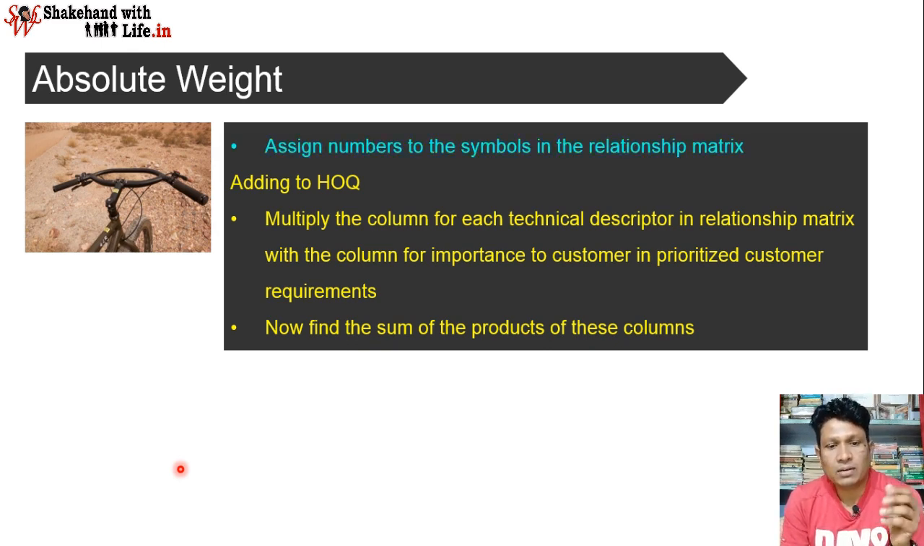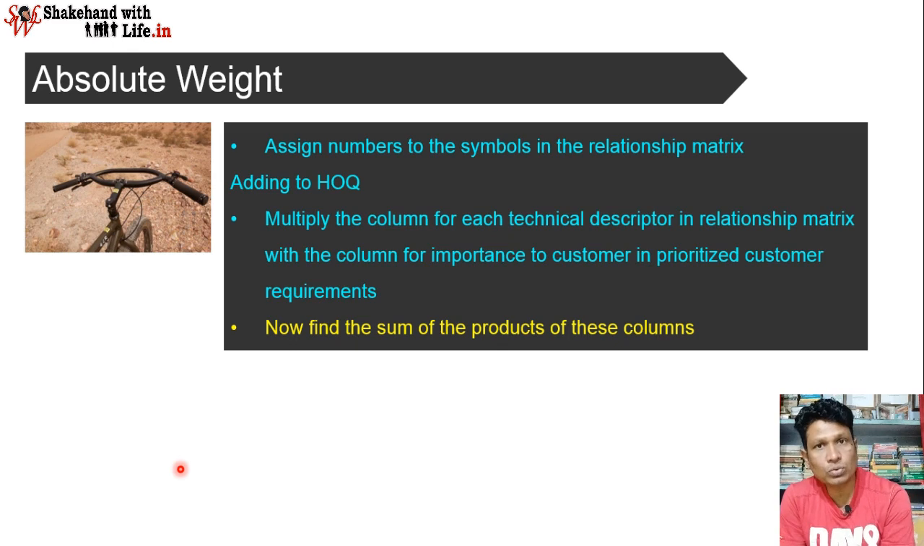Now, how to add absolute weight to house of quality? For that we need to multiply the column for each technical descriptor in the relationship matrix with the column for importance to customer in prioritized customer requirements, and then we find the sum of the products of these columns. Let's see how to calculate that.